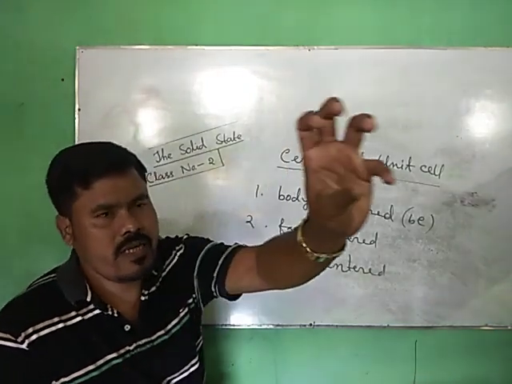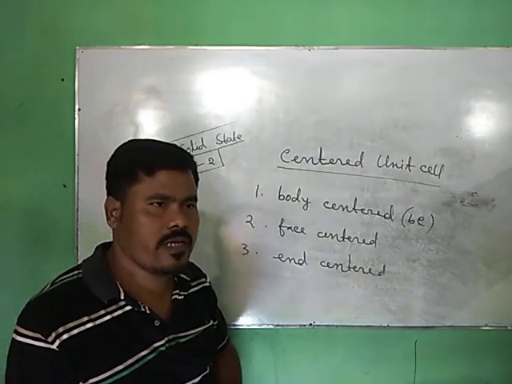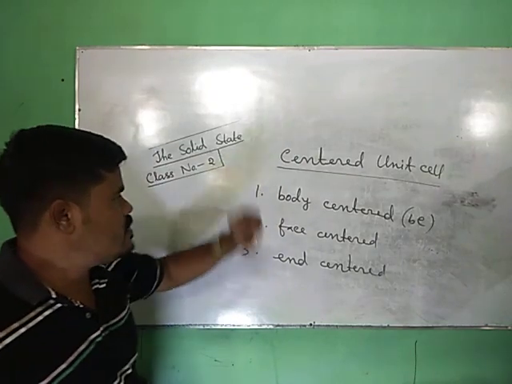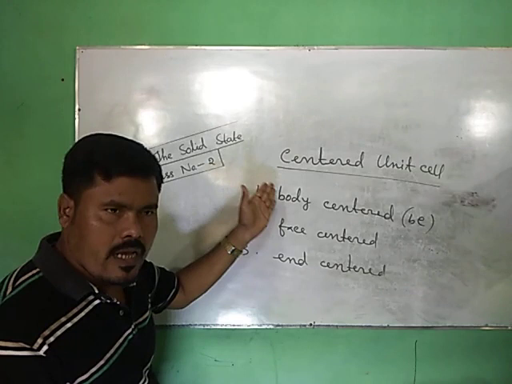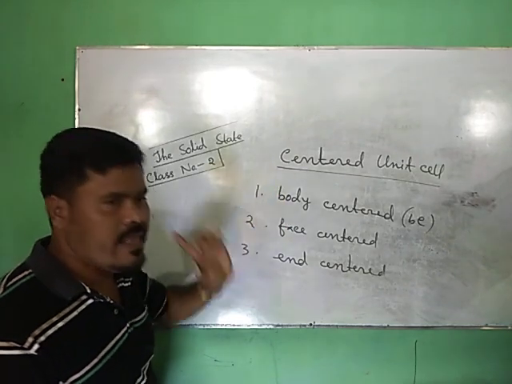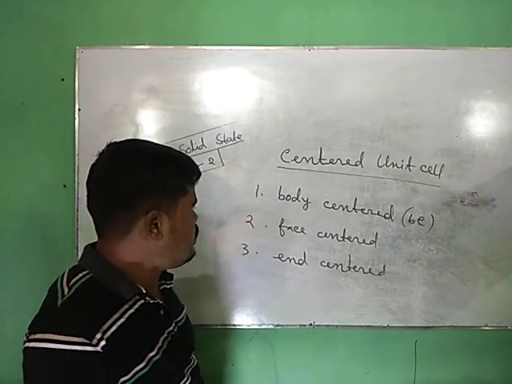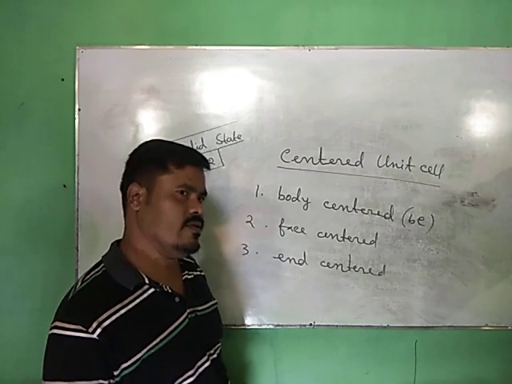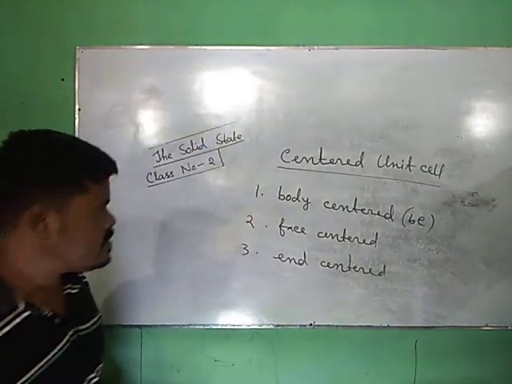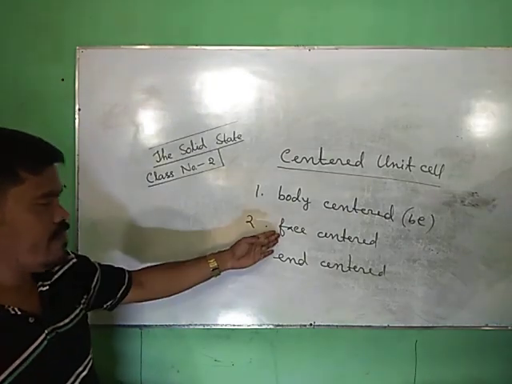Body centered unit cell. What is this? The unit cell where the constituent particles are present at the corners as well as at the center of the body of the unit cell. The unit cell is called body centered unit cell. Simply it is mentioned as BCC. Okay, next, face centered, what?